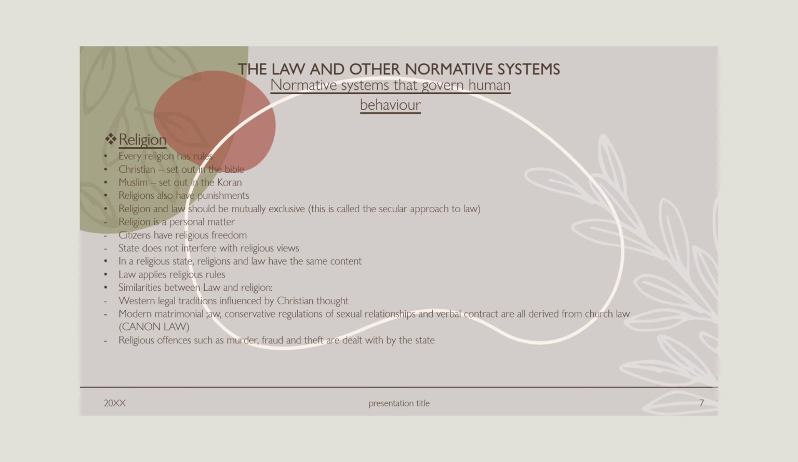Religion. Every religion has its own rules. Christian rules are set out in the Bible. Muslim rules are set out in the Quran. Religions also have different punishments. Religion and law should be mutually exclusive. This is what we call the secular approach to law. Religion is a personal matter. Citizens have religious freedom. The state does not interfere with religious views.